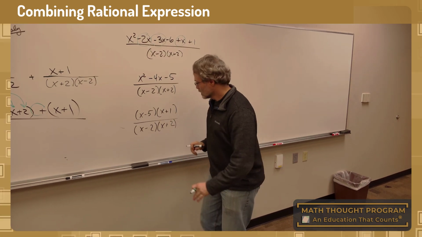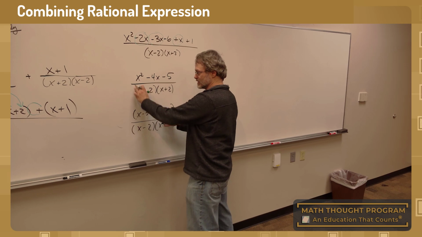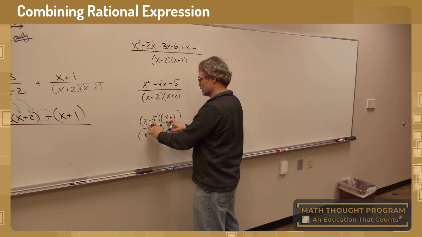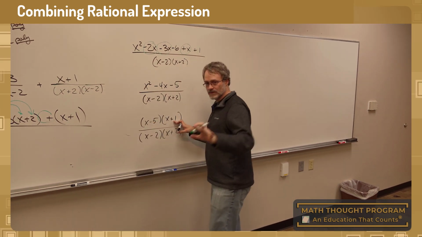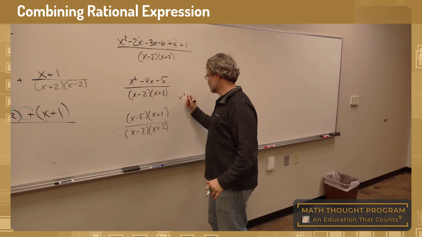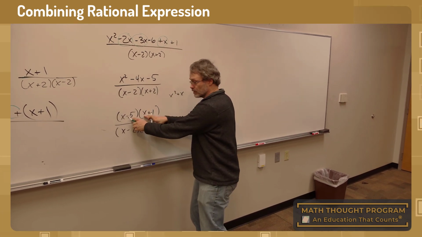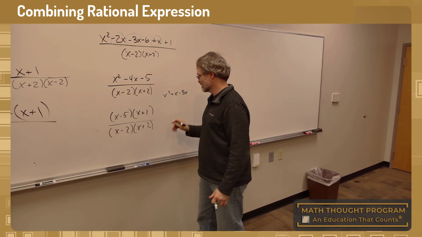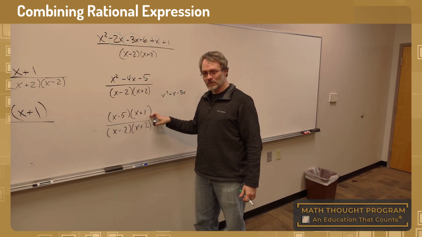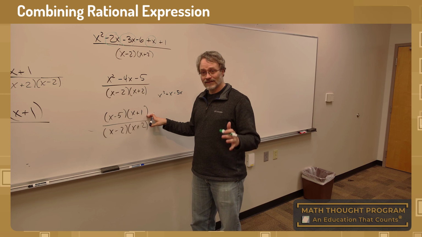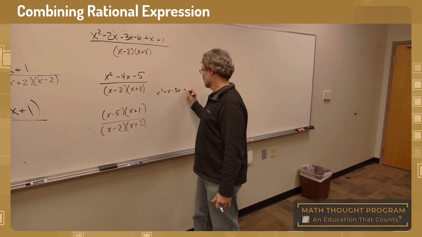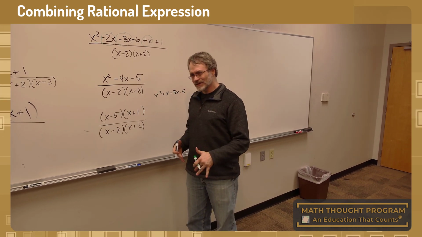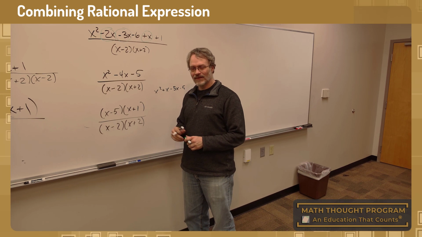Let's check it. So x times x is x squared. X times 1 is 1x. So you have x squared plus x. -5 times x is -5x. And a -5 times a 1 is a -5. Did I get back to where I need to get to? Absolutely.